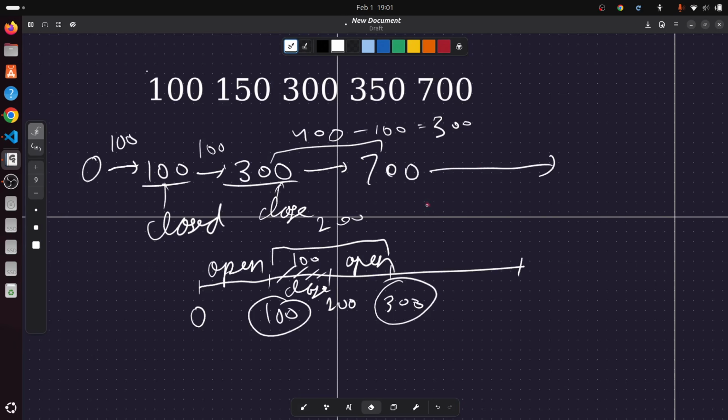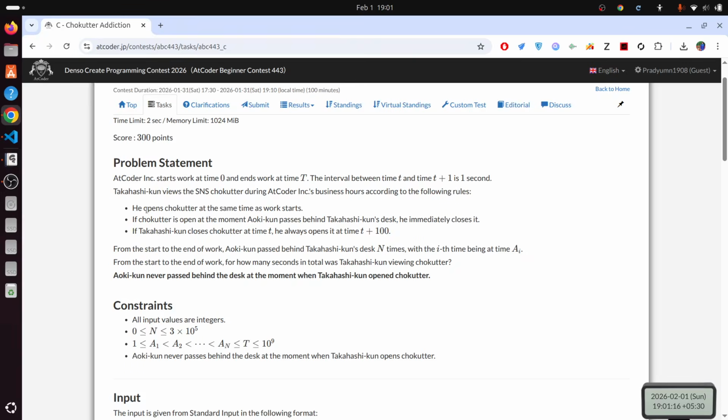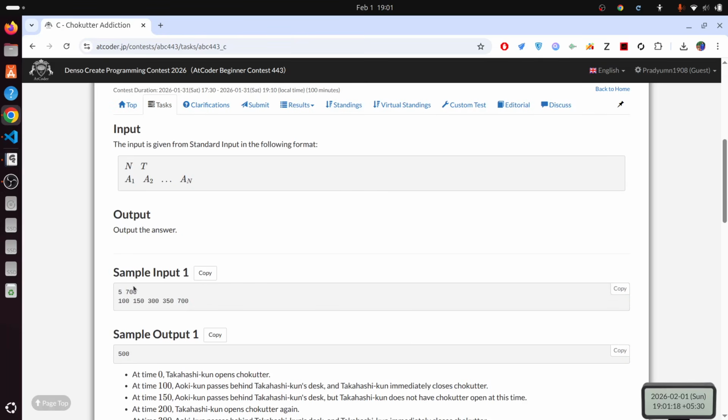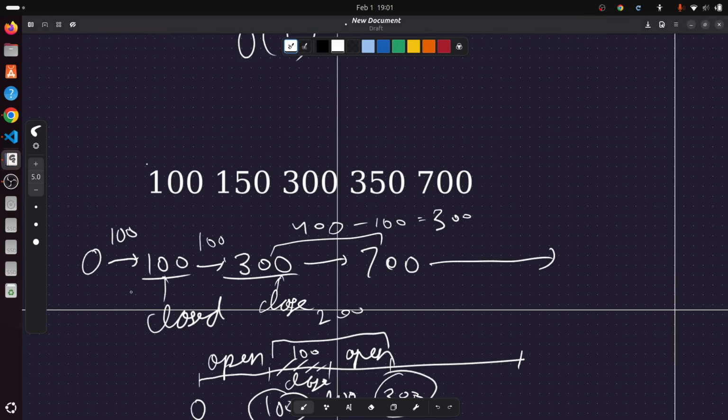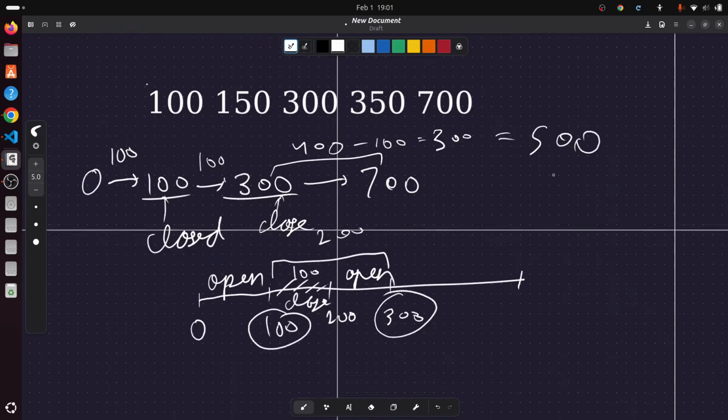But this is the end of the day only. This capital T is given to be 700 in this case, so 700 was the end of the day. So the final answer would be 100 seconds here, 100 here, and 300 here. So we have 500. And this is how we can find the answer in O of n.